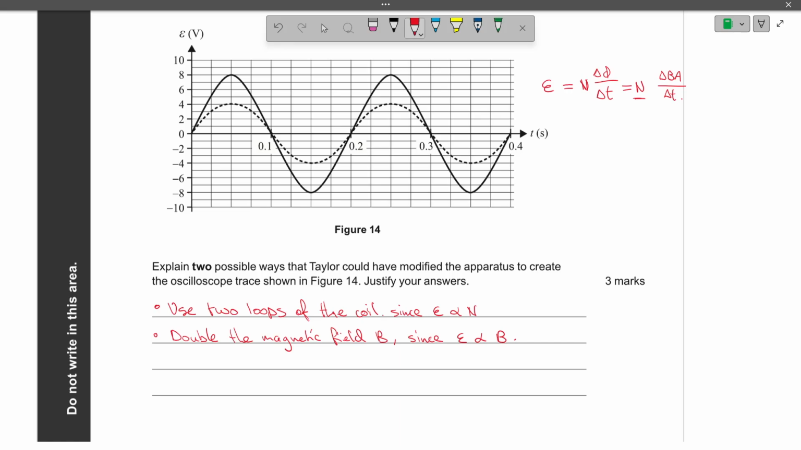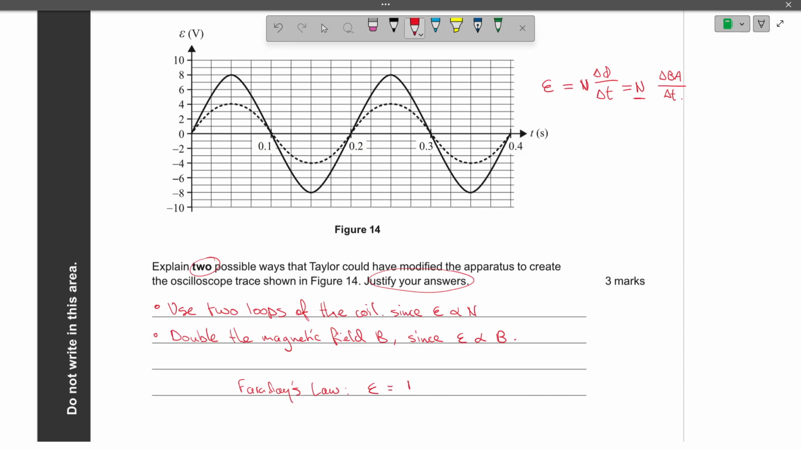I wonder if I should mention anything about the area. It says it's 3 marks. Use 2 loops of the coil. Okay, I think the 3 marks come from 2 marks for the 2 possible ways, and then the 3rd mark is justifying them, which I think we've done. If you really want to, you could just write Faraday's law, just to be very clear that you're showing the examiners you know where this proportionality is coming from.